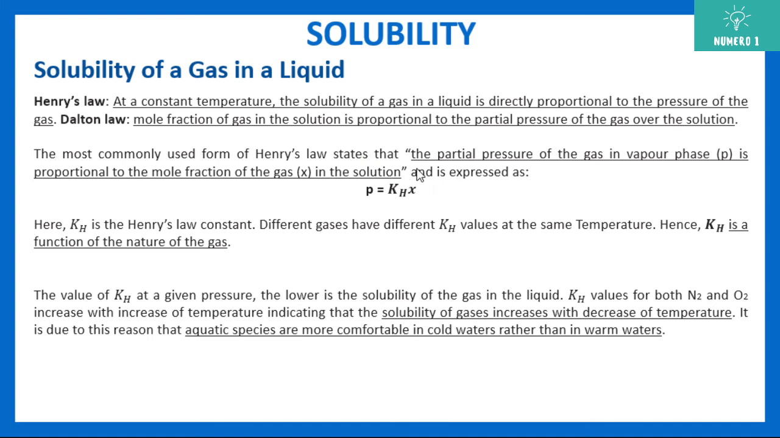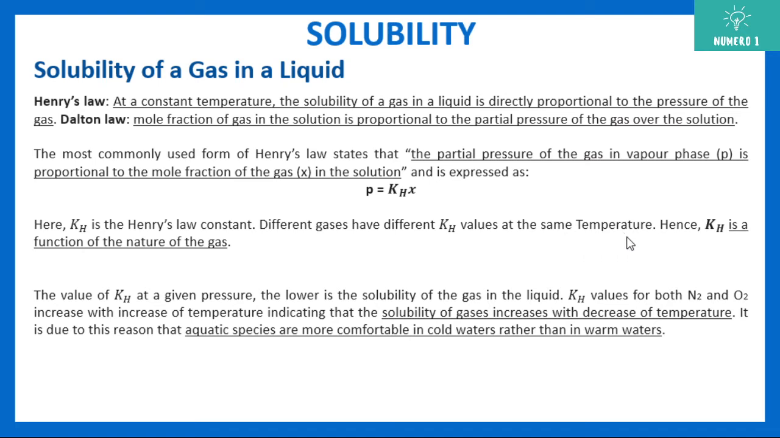For example, let's go to the common statement of Henry's law, which is more commonly used. The partial pressure P of a gas in the vapor phase is proportional to the mole fraction X of the gas in the solution. So P is proportional to X. If you want to remove the proportionality sign and put an equals sign, we need the constant Kh. This Kh is the Henry's law constant. Henry's law constant is different for different gases, and it is dependent on temperature.